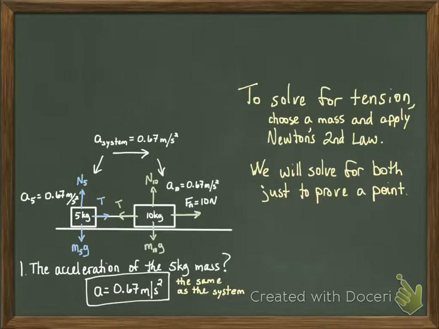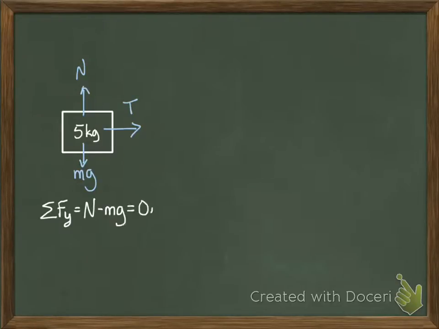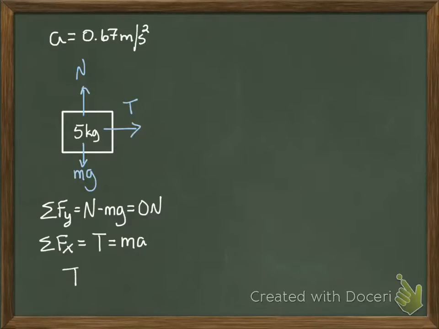We'll start with that one, and then we will proceed. Let's start with that 5 kilogram mass. I'm going to redraw the free body diagram here real quick. I'm going to apply Newton's second law. I know that all the forces in the y direction add up to 0. I've only got one force in the x direction. It is tension. It's not equal to 0. It is equal to mass times acceleration, and I know that acceleration. It's 0.67 meters per second squared.